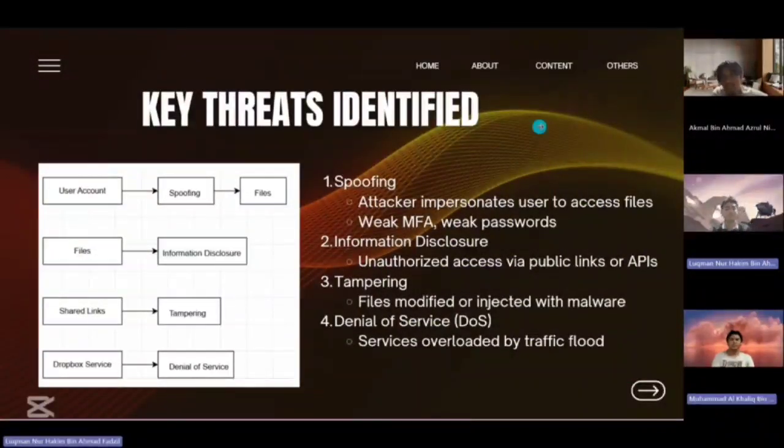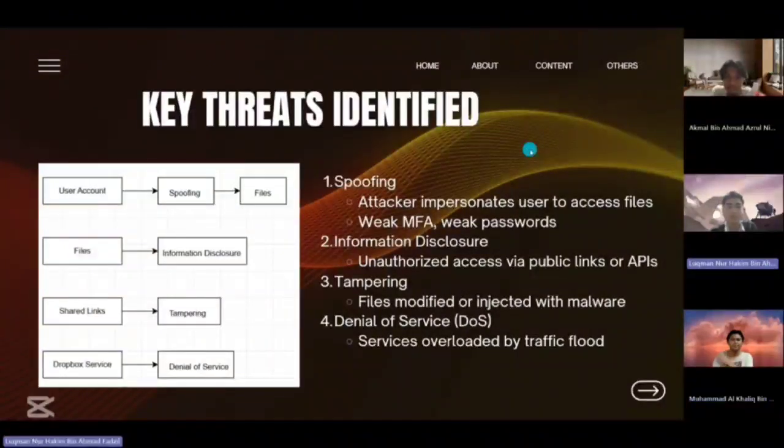This diagram shows the key threats we identified. First, spoofing: attackers can impersonate users to access files due to weak passwords. Next is information disclosure. It shows sensitive data can leak through public links or APIs. Tampering happens when shared files are modified or infected with malware. And lastly, denial of service: attackers can flood the system to crash the Dropbox service. These are the main risks that we need to address to protect our users and data.